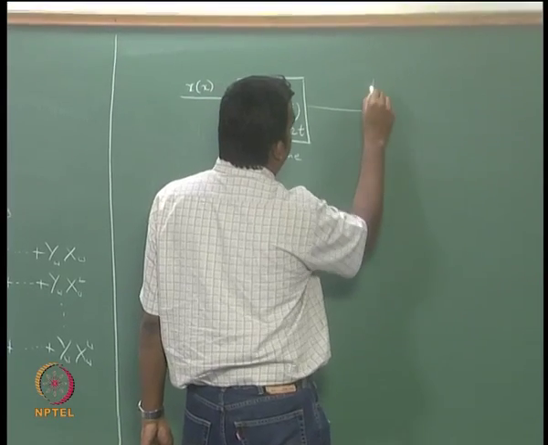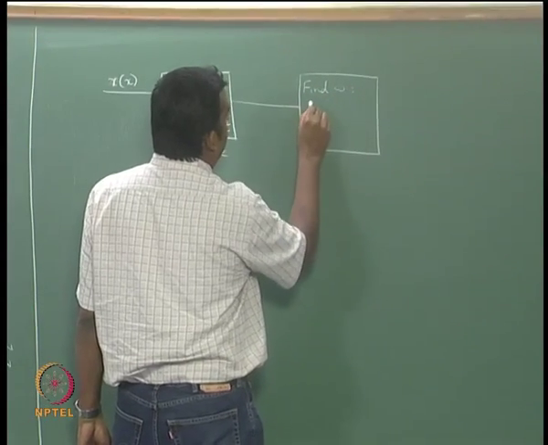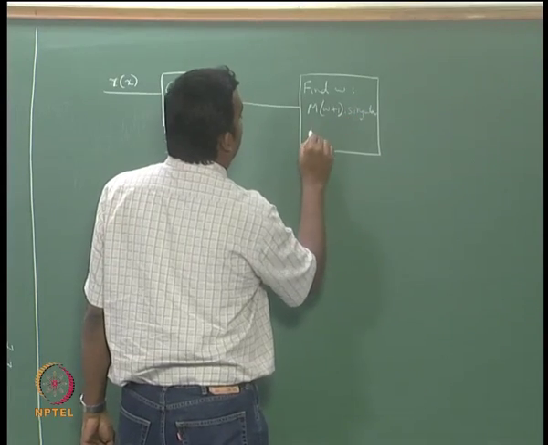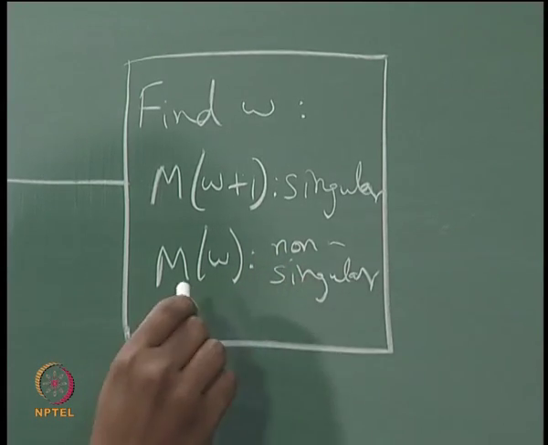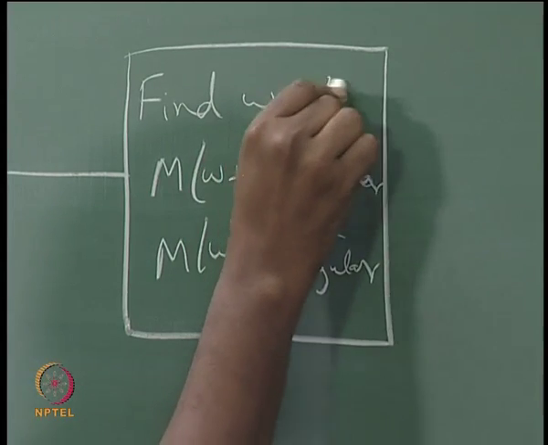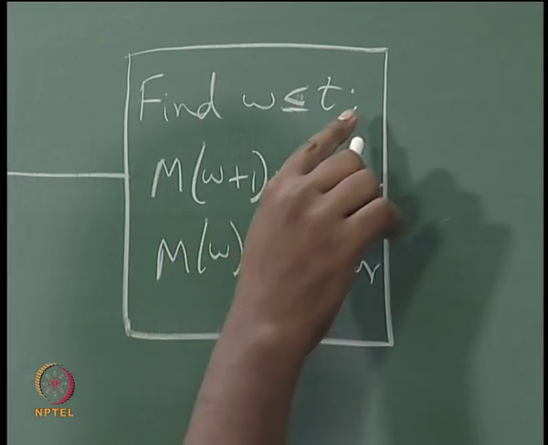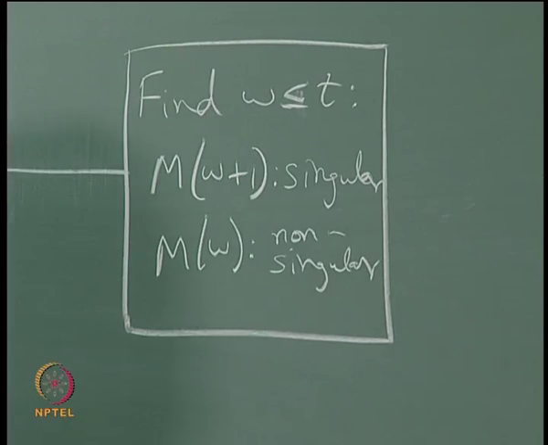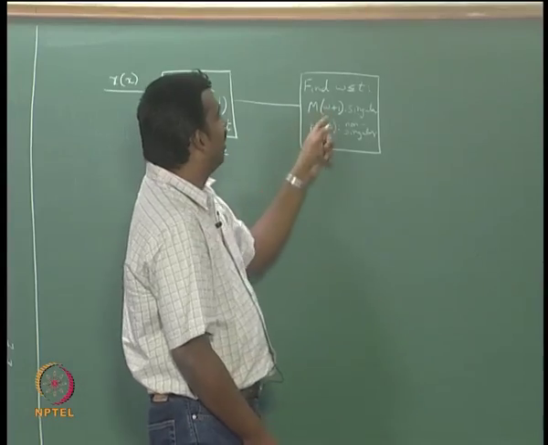Then what should you do? Find W such that M of W plus 1 is singular and M of W is non-singular. Okay. And so W is obviously less than or equal to T. So for T it's a bit vague, so for T you don't do this. Okay. So if you get M of T to be non-singular, you just say that T errors have happened. And then for others you have to do this.